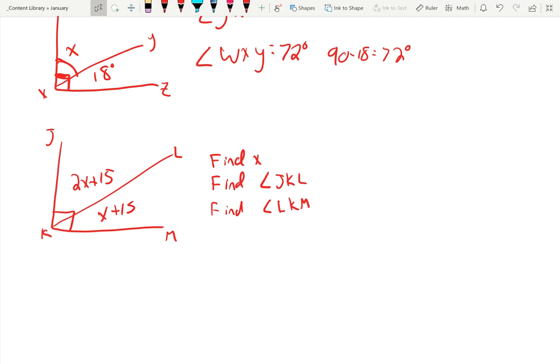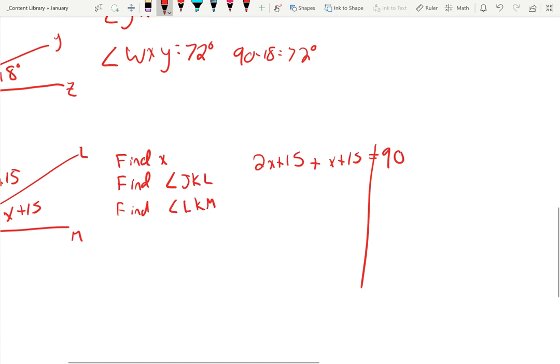So even though I don't know what the values of them specifically are, I do know that if I take what I have, 2x plus 15, and I add it with the x plus 15, I take both angles and I add them together, they would equal 90 degrees in total. I don't have numbers yet for it, but that's fine. I can set up an equation like this and solve it. I can figure out what x is, and that will help me out later. So this is going to help us find x.